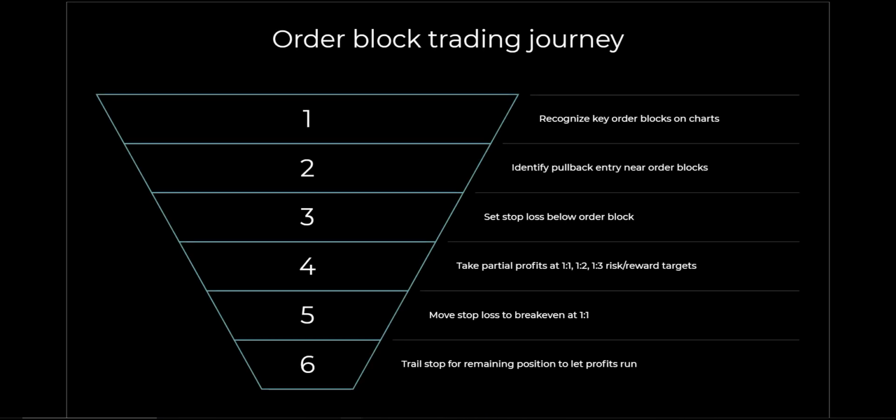So this is something I've created, a 1 to 6 step rule. Number 1, recognize key order blocks on charts. Number 2, identify pullbacks and entries near order blocks. Number 3, set stop losses below or above the order block, depending on if you're buying or selling. Number 4, take partial profits at 1 to 1, 1 to 2, 1 to 3 risk to reward targets.